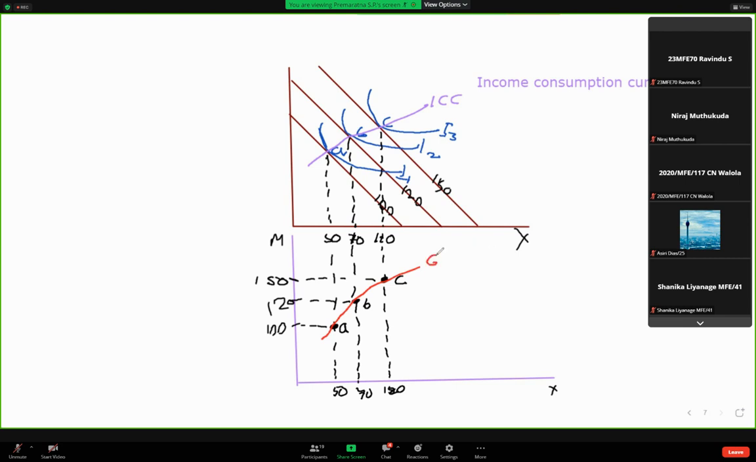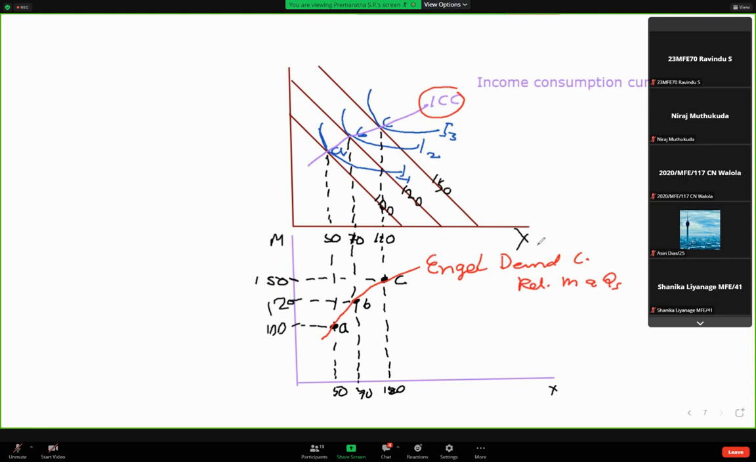That demand curve we call the Engel demand curve, which captures the relationship between money income and quantity demanded. Engel was a German economist, the one who derived the Engel demand curve. Now the slope and shape of the Engel demand curve depend on the ICC.